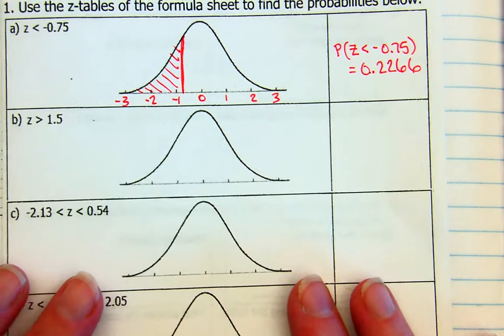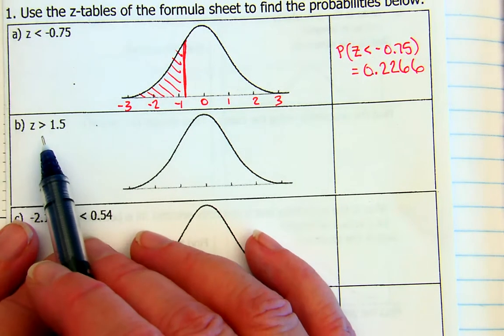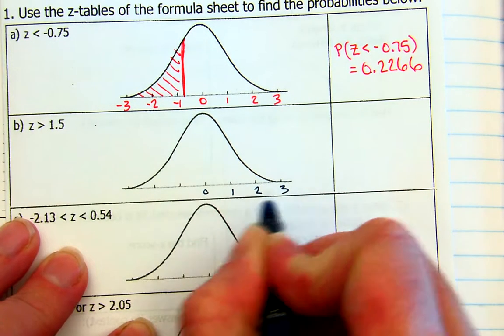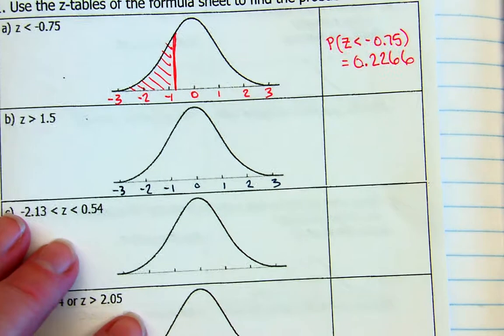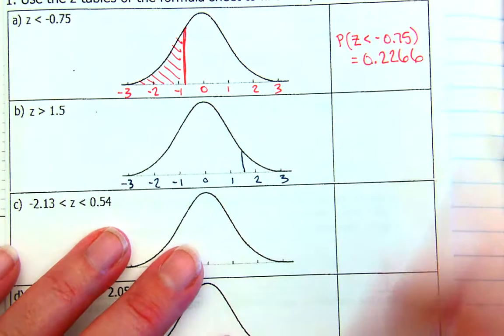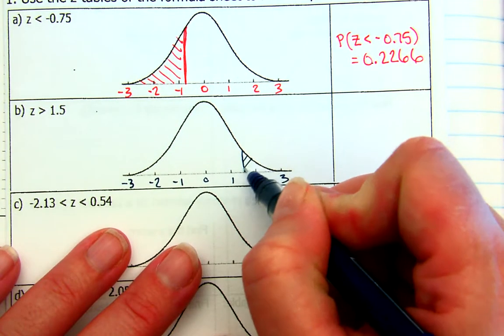Okay, are we good with that one? Makes sense. On the next one, we want a z greater than 1.5. I'm going to label along the axis, and positive 1.5 is going to be right about here. And now I want a greater than, so I'm going to shade to the right.